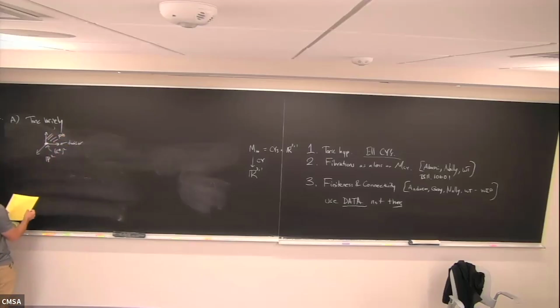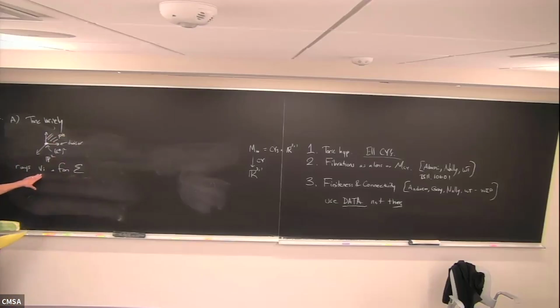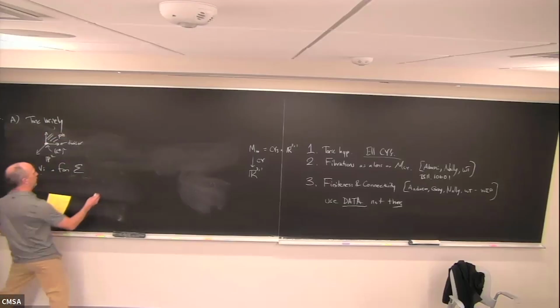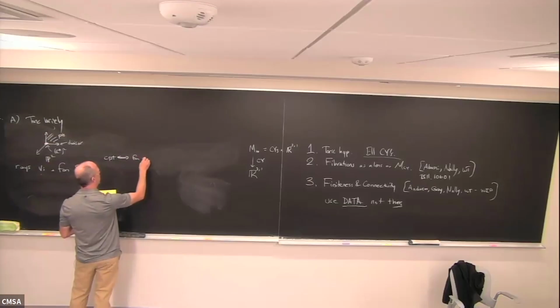And so really to define a toric variety, we have a set of rays, vi, and a fan, sigma, and the fan is basically a set of cones with various properties that fill the space, if it's compact. So compact if and only if the fan is complete.